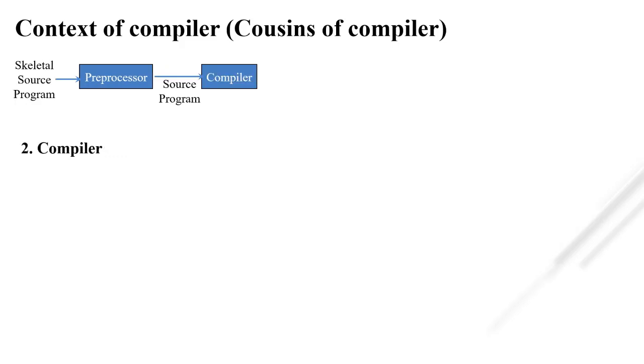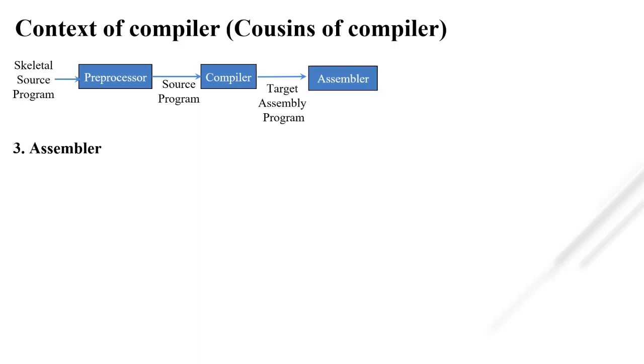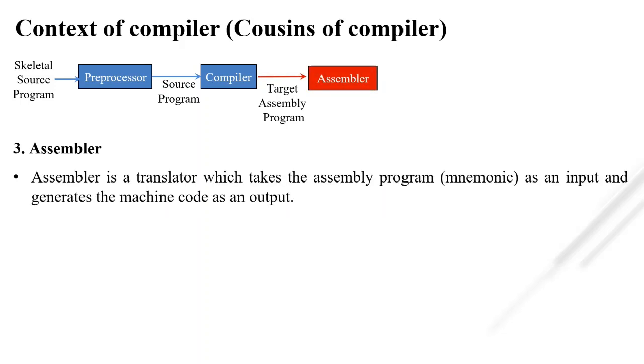Now the source program is taken by the compiler. What it does is it translates the source language into an equivalent target language in the form of assembly code, and next that code is taken by the assembler. The assembler takes the target assembly code in the form of mnemonic code generated by the compiler and translates it into the machine code as an output.